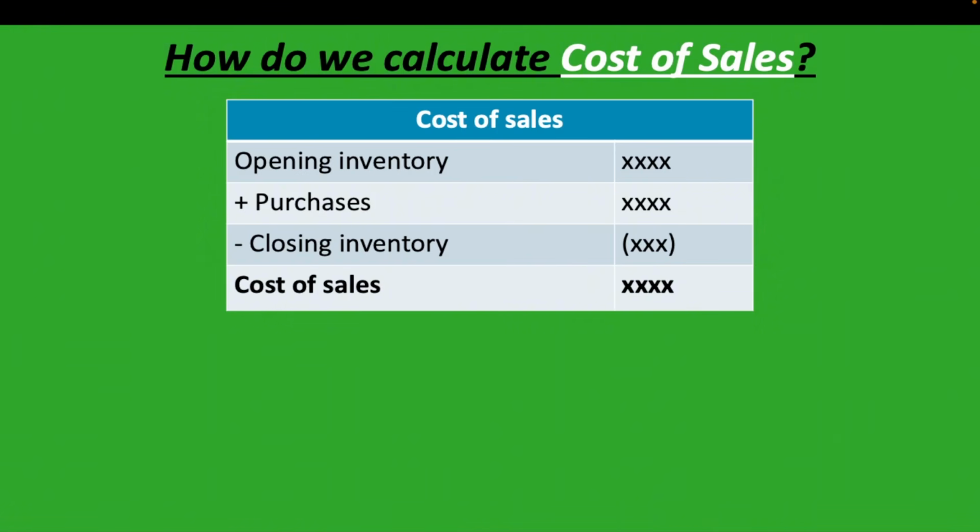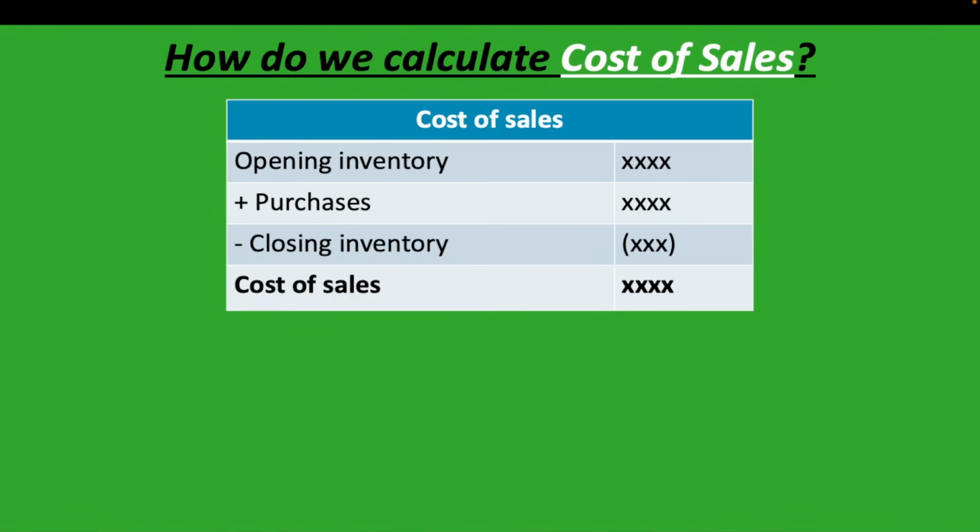Now, how do we calculate cost of sales? We take opening inventory, meaning the inventory that an entity has at the beginning of the period, and then we add our purchases, meaning the inventory that we purchased during the period, and then we deduct closing inventory. Why do we deduct closing inventory? Well, because closing inventory is the inventory that is remaining within our premises. It's the ones that we didn't sell. And so we want to isolate the ones that we didn't sell to remove it so that we can see how much did we actually sell.